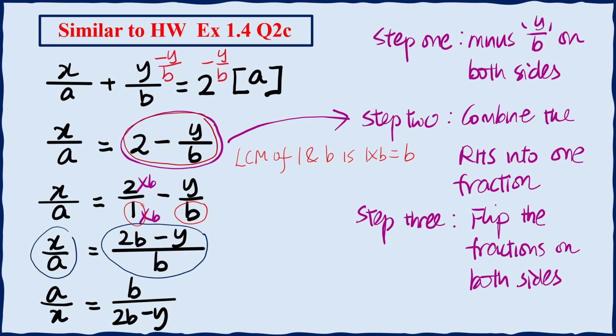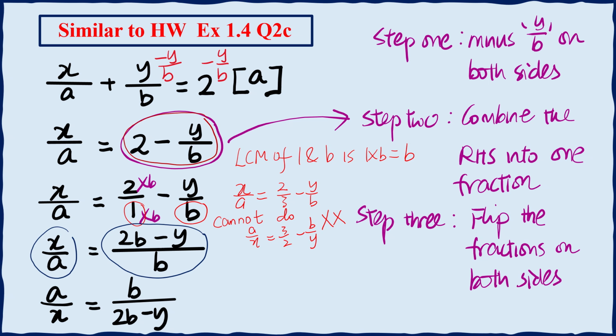All right, if you have x over a equals 2 over 3 minus y over b, I need to warn you, you cannot do a over x equals 3 over 2 minus b over y. Your teacher is going to get very mad with you. You can only do it when you have a single fraction on the left and a single fraction on the right.